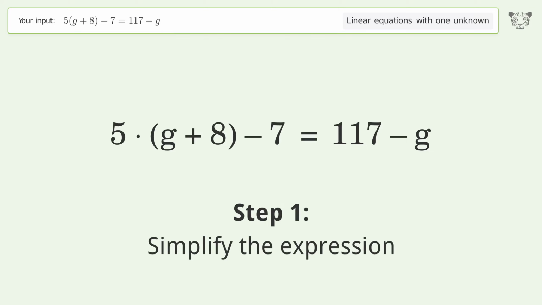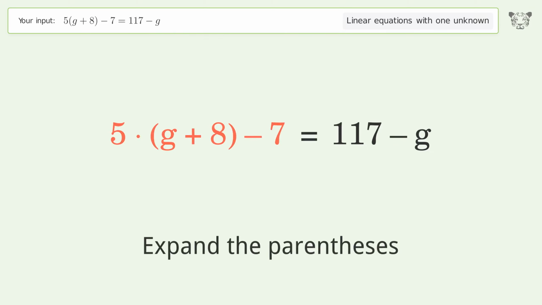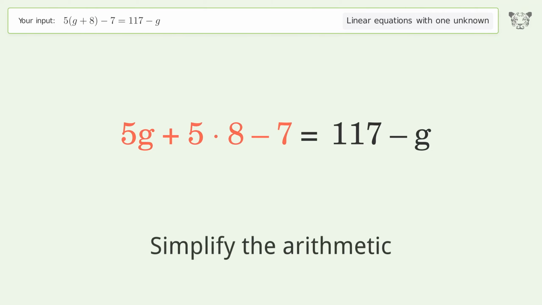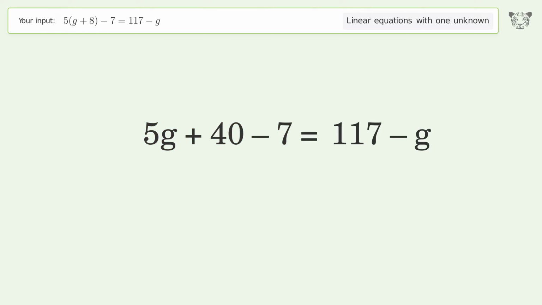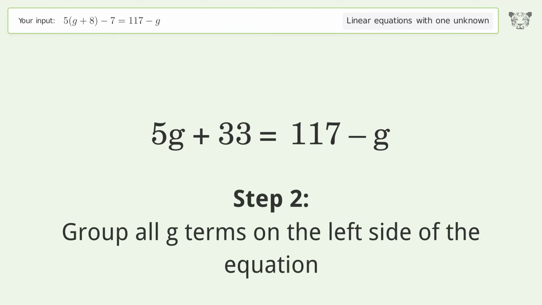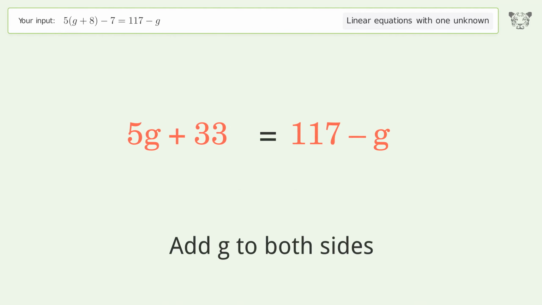Simplify the expression. Expand the parentheses. Simplify the arithmetic. Group all g terms on the left side of the equation. Add g to both sides.